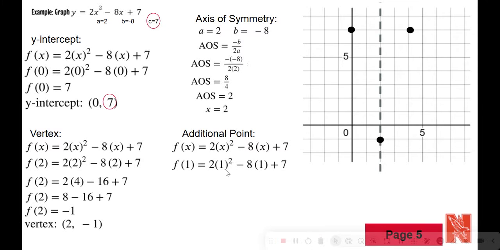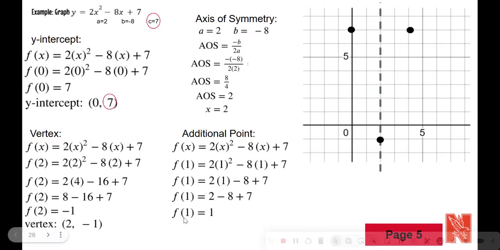All right, let's plug 1 in. 1 squared is 1 times 2. That's our first term. -8 times 1 is -8, and 7. So you can see why picking 1 is advantageous. So then we get 2 minus 8 plus 7, and 2 minus 8 is -6, plus 7 is 1. So at 1, when we put 1 in for x, we get 1 out.